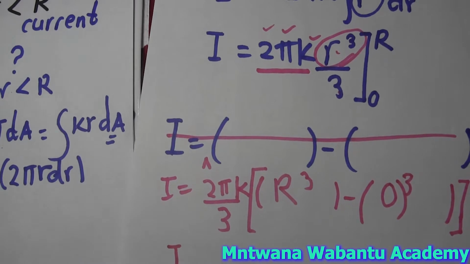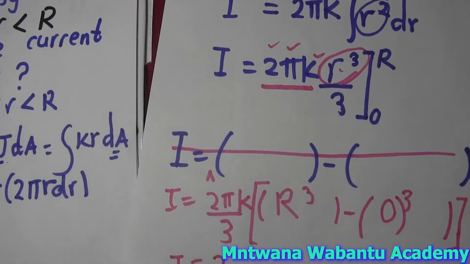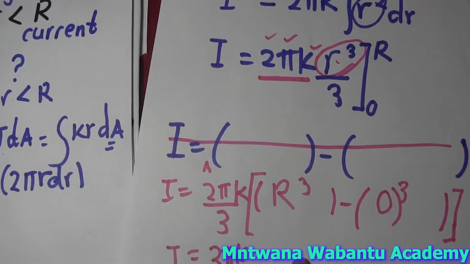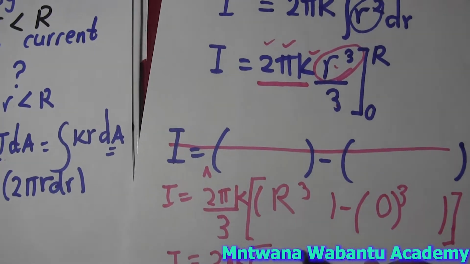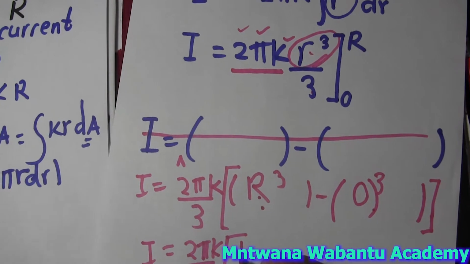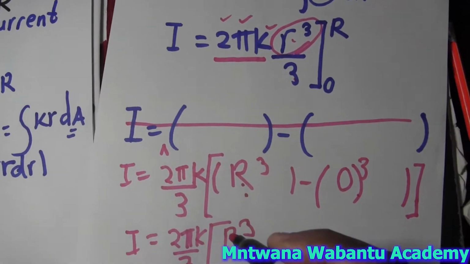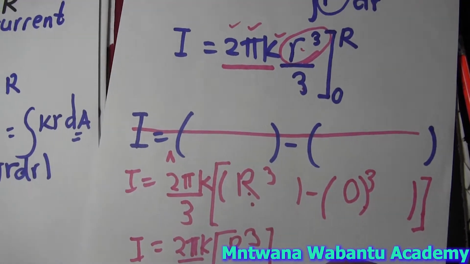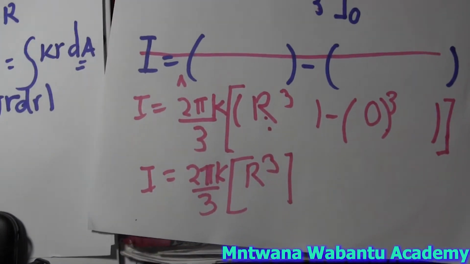So this application of integration, which is finite integration, gives 2 pi chi over 3, upper limit minus lower limit. R cubed minus 0 is going to be R cubed. You know what I'm saying? And this is going to be our final answer.